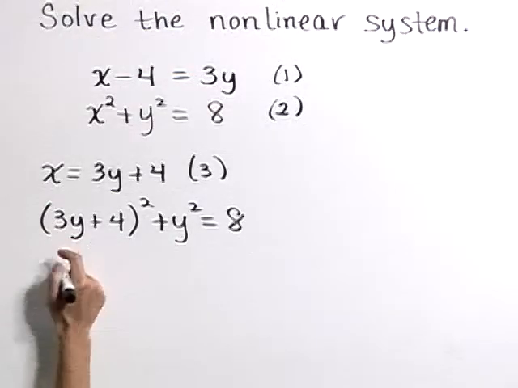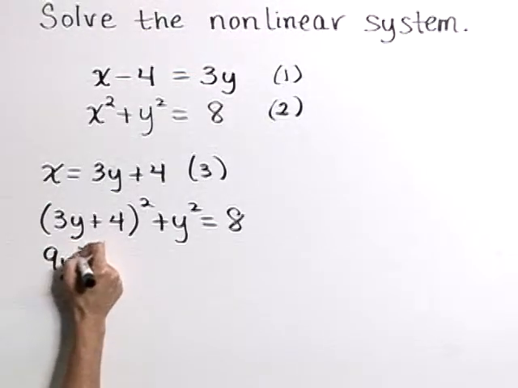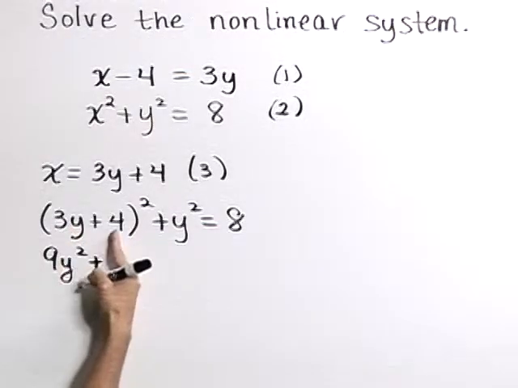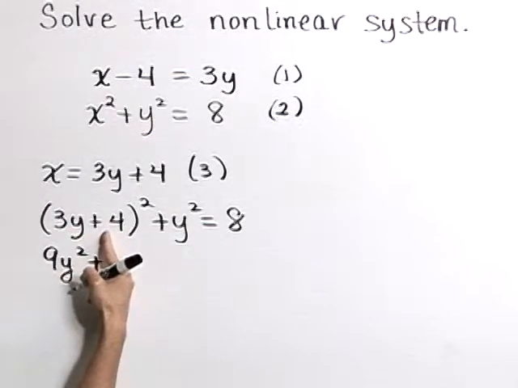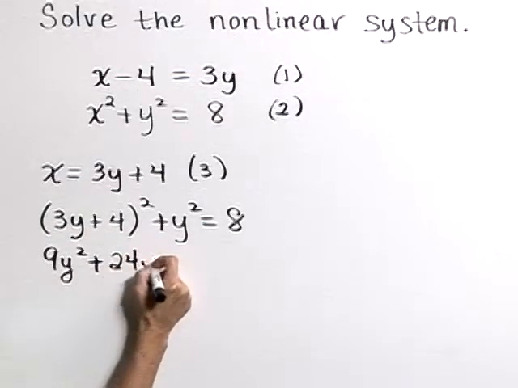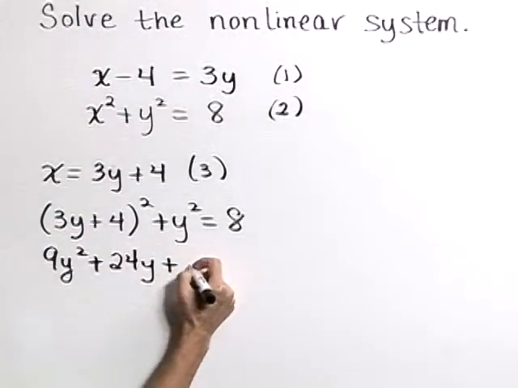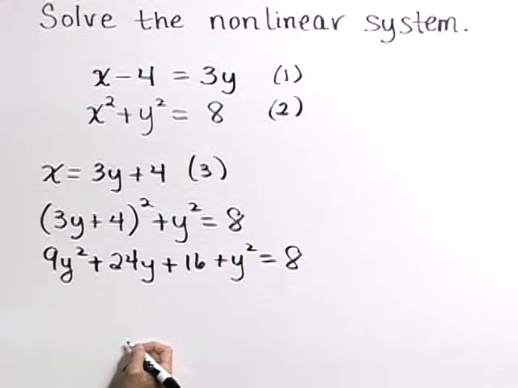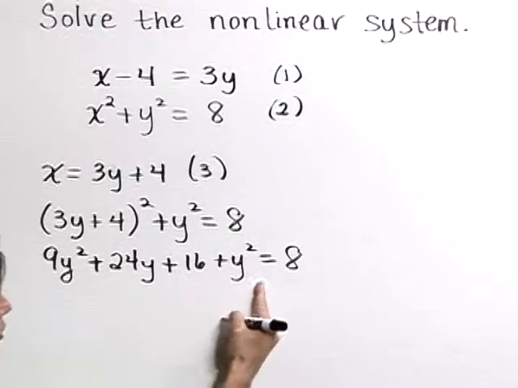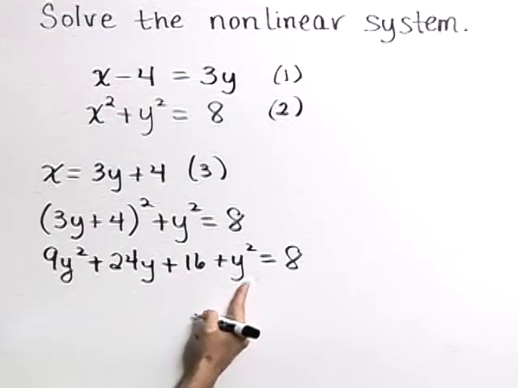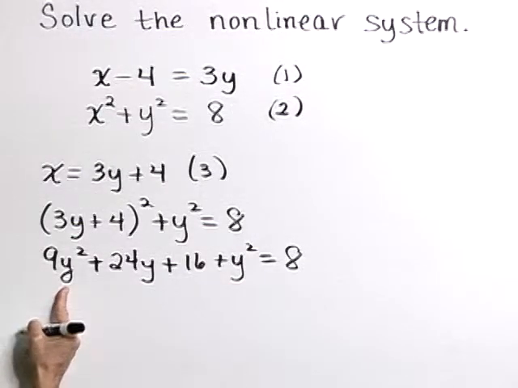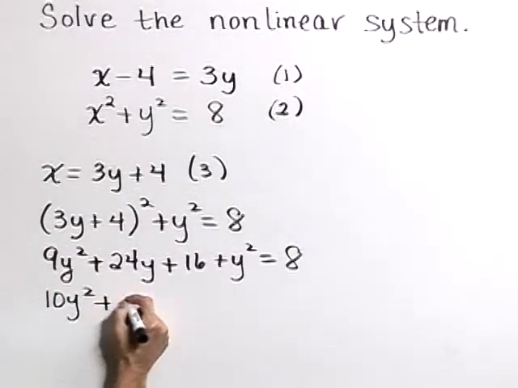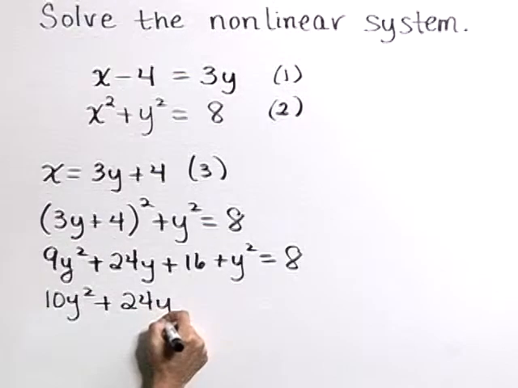Squaring this binomial gives 9y squared plus 2 times our inner and outer product. So that's 12y times 2, or 24y, plus 16, plus y squared is equal to 8. Here we have a quadratic equation. Let's write it in standard form. Combine your y squared terms. This is a 10y squared plus 24y.